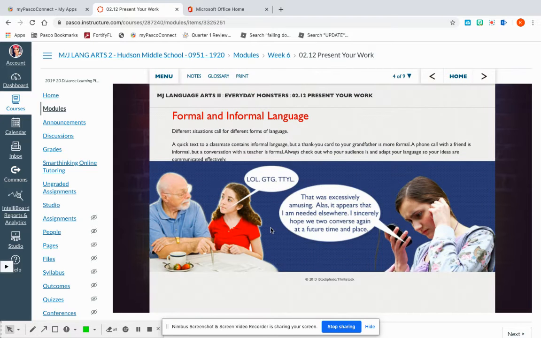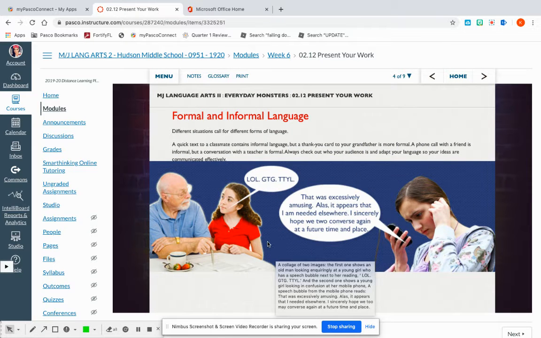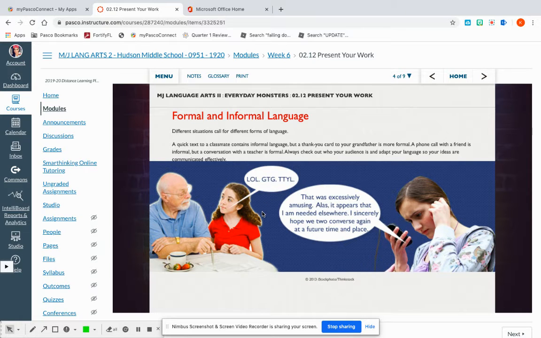Slide 4 is going to show you the difference between formal and informal language. Informal is what you would say when you're having a conversation with someone and you use text language or acronyms like LOL, got to go, talk to you later, those kinds of things. This is more formal language, and that's what you should be using for your essay.